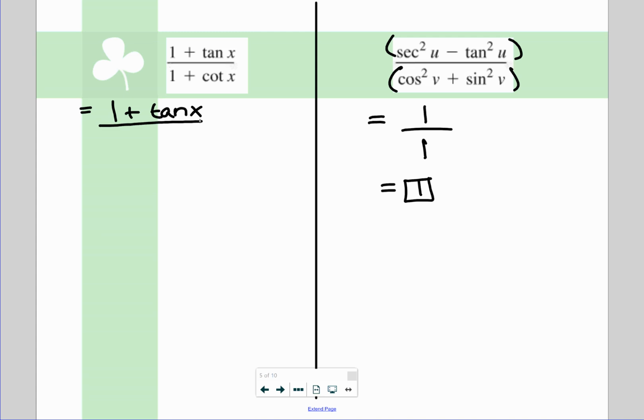What's another way to write cotangent? I could write cosine over sine, but I don't have any cosines or sines here. I have a tangent though. I could write it as 1 over tangent.